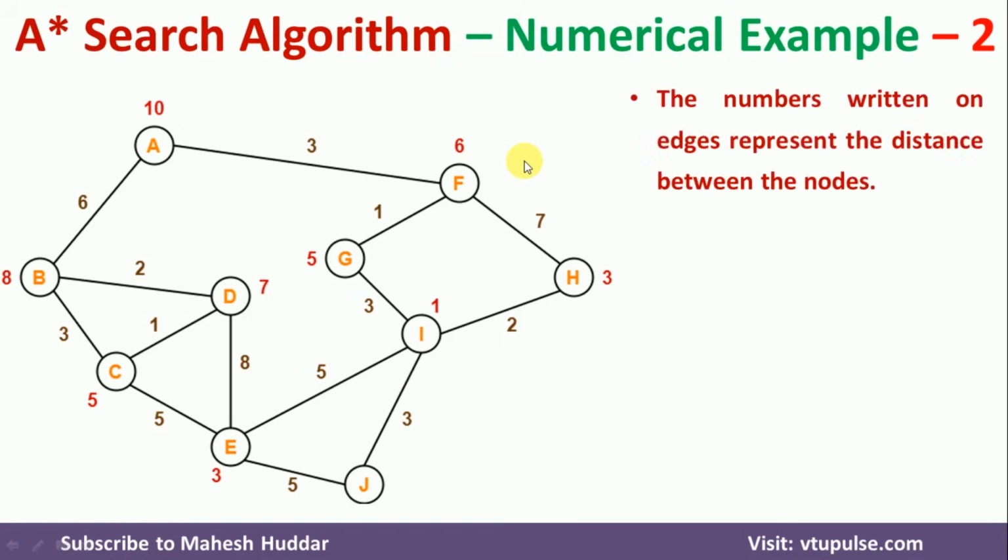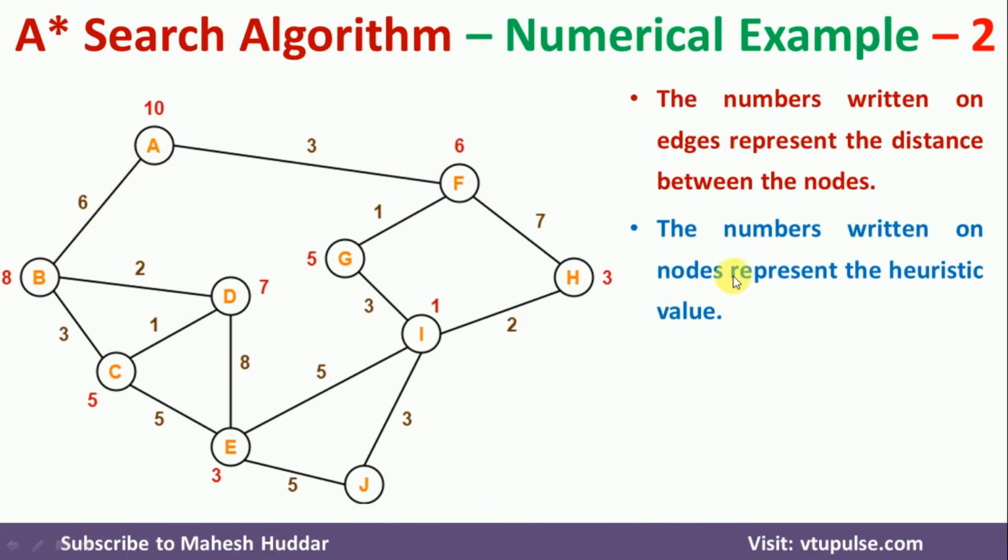In this case, the numbers written on the edges represent the distance between the nodes, that is 3, 6 and 2, etc. 3 is the cost, or the distance, between nodes A and F. 6 is the distance between A and B, and so on. The numbers written on the nodes represent the heuristic value. 10 is the heuristic value of node A, 6 is the heuristic value of F, and so on.